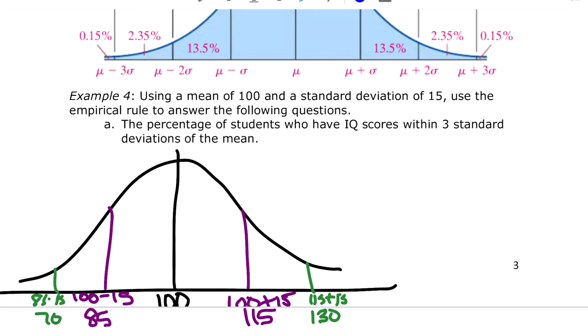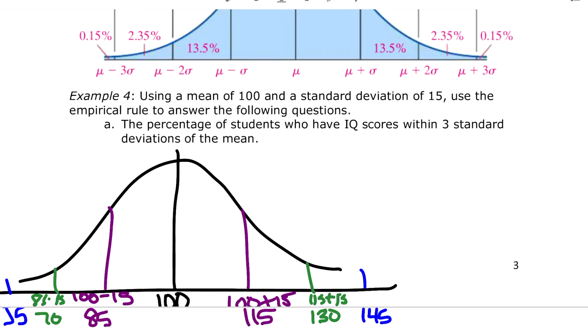I'm just going to write the numbers. So we had 130 plus 15, which is 145. And then 70 minus 15 is going to be 55. So 145 and 55. Close enough.